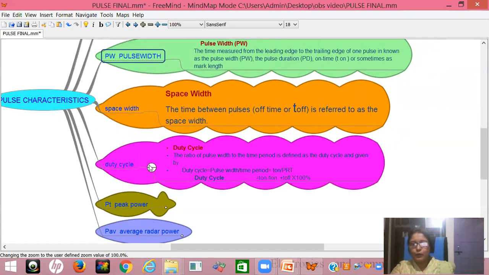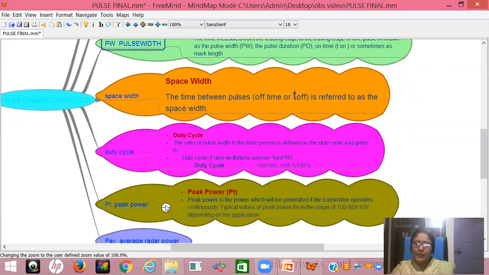Next is the duty cycle here. Duty cycle is defined as the ratio of the pulse width to the time period. That is T on divided by PRT, that is T on divided by T on plus T off, into 100, expressed in percentage.